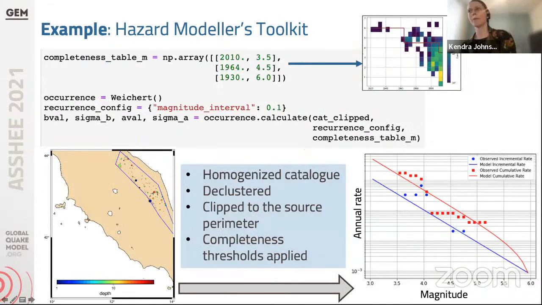An example is shown here using GEM's Hazard Modeler's Toolkit. The top image is pointing to the magnitude completeness that we have just described. It's taking a source in central Italy, and it's showing that the perimeter of the source is used to cut the catalog so that it can use only the earthquakes that were produced from that source in order to produce an MFD.